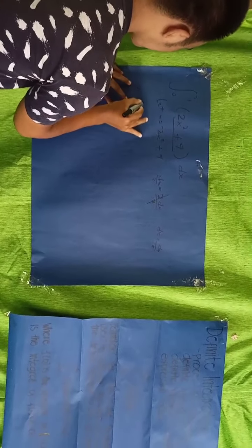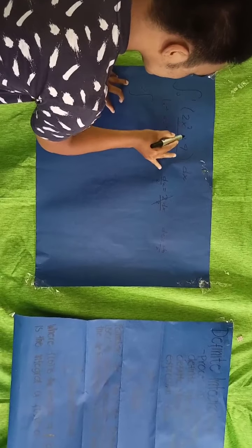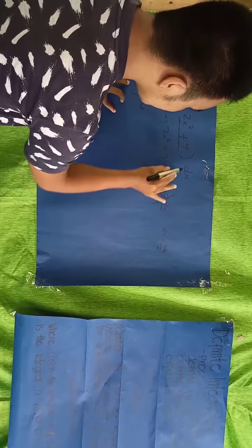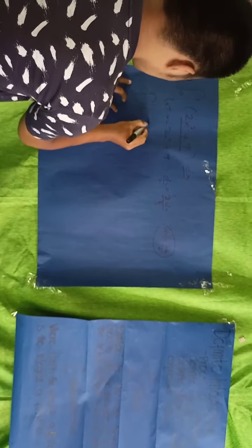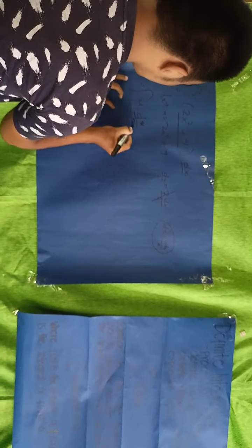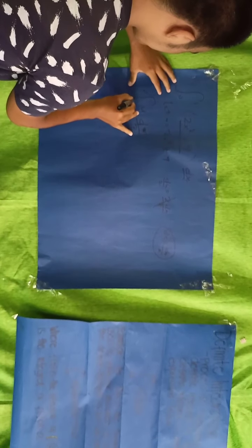So, integral of, now that we will substitute 2x squared plus 4 into u, we will copy u, and the value of dx is equal to du over 2. Next, we will integrate it.